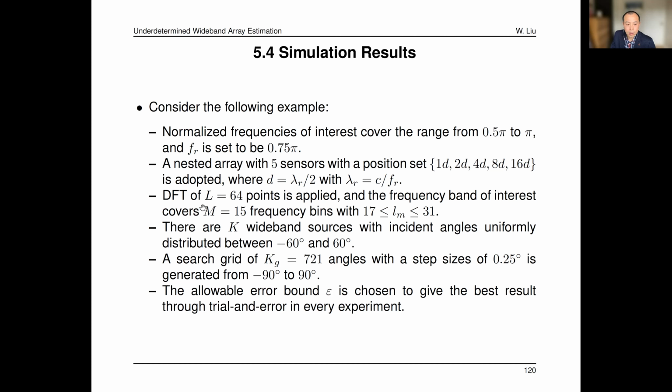Then we apply a 64-point DFT to the data, and the frequency band of interest covers 15 frequency bins, from 17 to 31. There are K wideband sources with incident angles uniformly distributed between -60 and 60 degrees. The search grid of 721 angles with a step size of 0.25 degrees is generated from -90 degrees to 90 degrees. This error bound is chosen to give the best result through the trial and error method in every simulation or experiment.